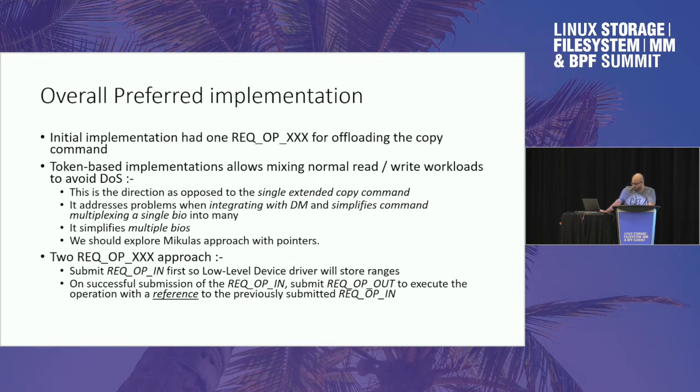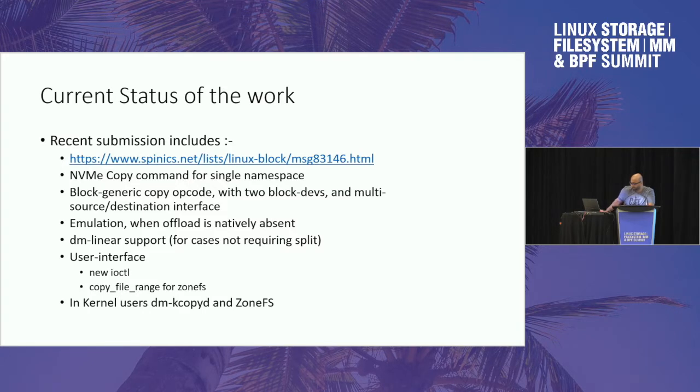So the way it works is we submit the request OP in first. The low-level device driver, such as NVMe or SCSI, will store the ranges. On successful submission of the first request, we submit the request OP out to execute the operation with a reference to the previously submitted request OP in, and that gets to the controller, and then we submit the actual copy offload command, and the copy happens over the controller.